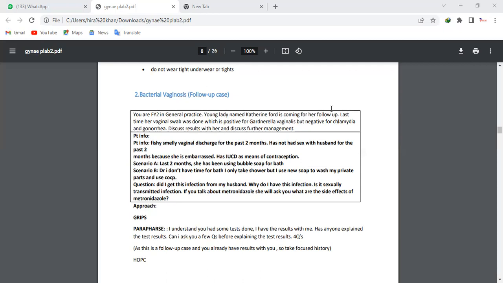Well, actually... okay, so Dr. Barbara, again, read the scenario and start it again. So it's a bacterial vaginosis follow-up case. Okay, start it again.